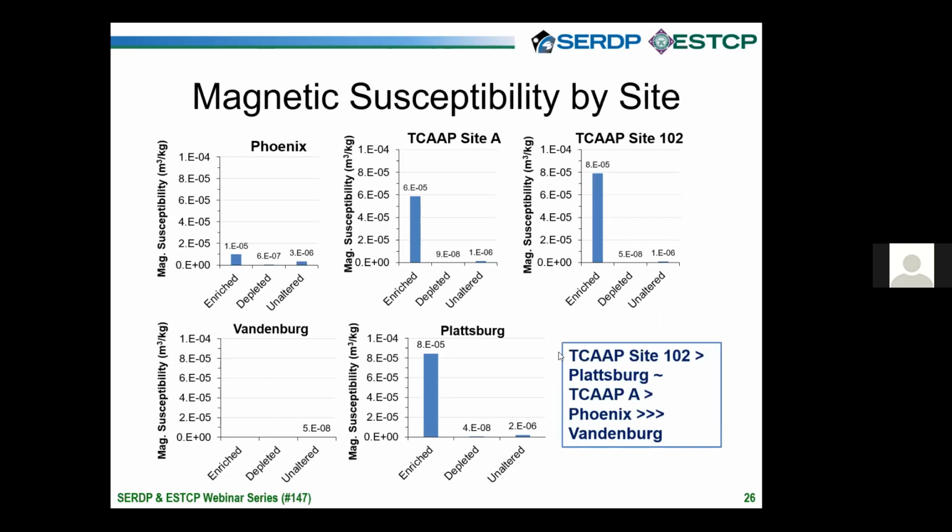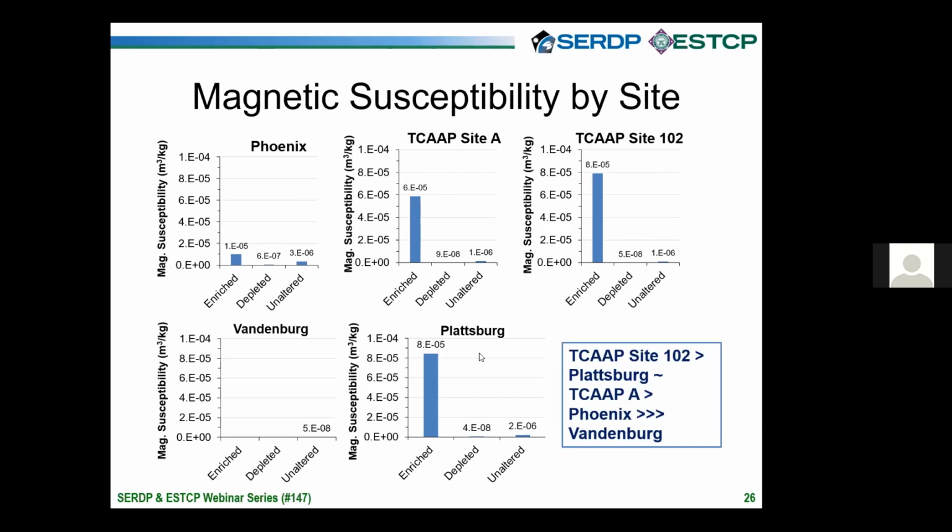So that's what this slide shows with respect to magnetic susceptibility. The units on the y-axis are meters cubed per kilogram. And as I was just calling your attention to that earlier slide, we're looking for activities in the range of 10 to the minus 7th to 10 to the minus 5th. So these are the 5 sites: Phoenix, TCAP-A, TCAP-102, Vandenberg, and Plattsburgh.